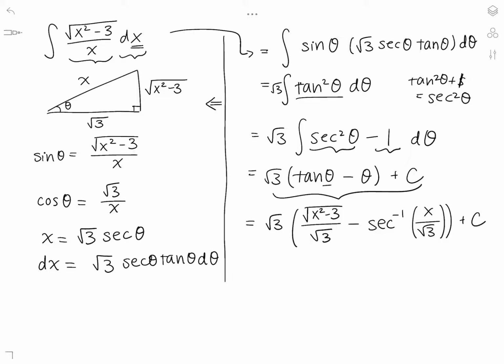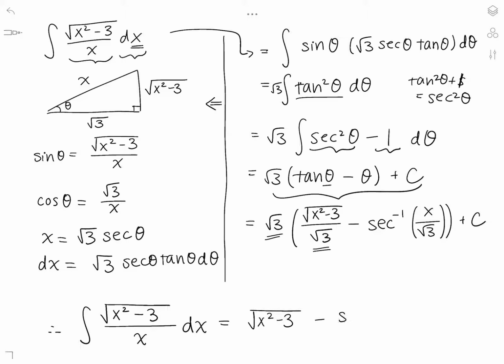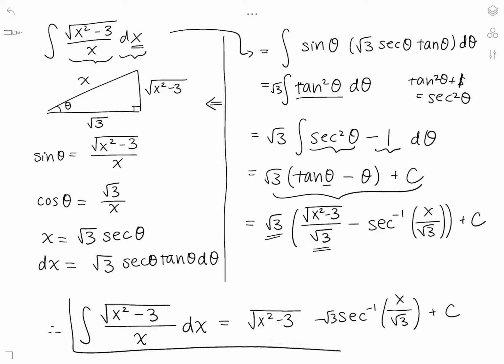And so we conclude then that our original integral, the square root of x squared minus 3 over x dx, is just going to equal, here we see that we have a root 3. So then we can have the square root of x squared minus 3 simply minus root 3 secant inverse of x over root 3 plus some constant c. And that is our answer.